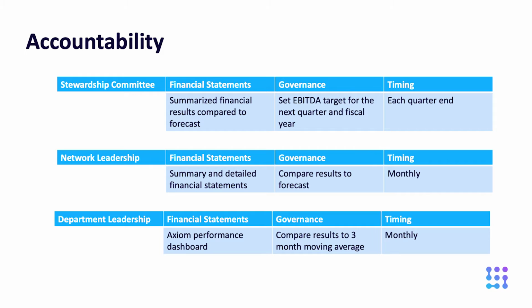For our network leaders, we provide summary and detailed financial statements that compare against the forecast results. And we do that on a monthly basis. I'll show you a sample of one of those reports in a little bit. And for department leaders, what we're using is the Axiom Performance Dashboard, and we are comparing to the 3-month moving average as opposed to trying to cascade down a forecast or using some other method. The 3-month moving average is what they're being compared to and held accountable to.